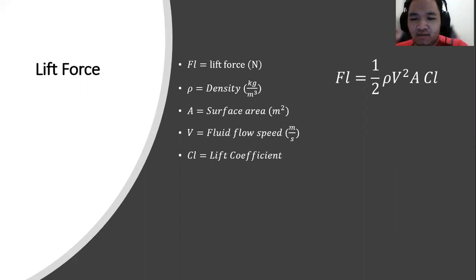Lift is a force that lifts an object upwards. That occurs because of the pressure difference on the upper and lower surfaces of the object. By following this formula, we can determine the lift force. The lift coefficient is a dimensionless parameter that shows the magnitude of the lift force acting on an object flowing through a fluid.